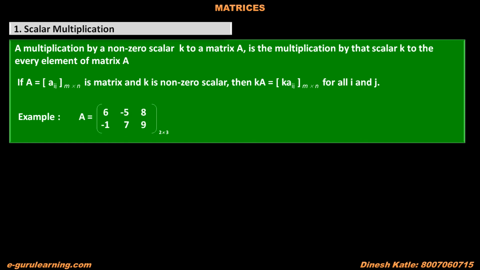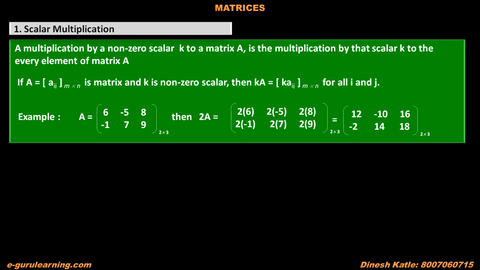Example, matrix A is equal to the matrix containing elements 6, minus 5, 8 in the first row, and minus 1, 7, 9 in the second row. Then 2A means multiplying matrix A by scalar 2, we get a matrix by multiplying each element of the matrix A by 2. Means 2 into 6, 2 into minus 5, 2 into 8 in first row, and 2 into minus 1, 2 into 7 and 2 into 9 in second row, which is equal to 12, minus 10, 16 in first row, and minus 2, 14 and 18 in second row.